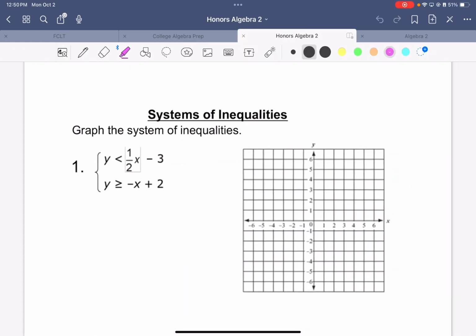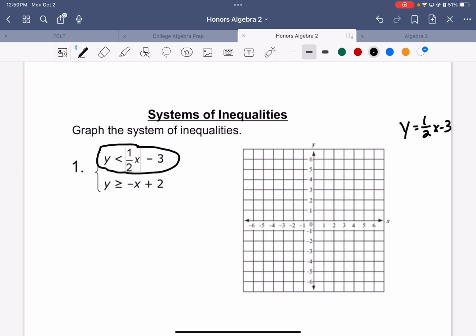Okay, so let's say that we have this system of inequalities: y is less than 1/2 x minus 3, and y is greater than or equal to negative x plus 2. We're going to graph them independently. So we're going to take this first one and graph it just like it was an equation, y equals 1/2 x minus 3.